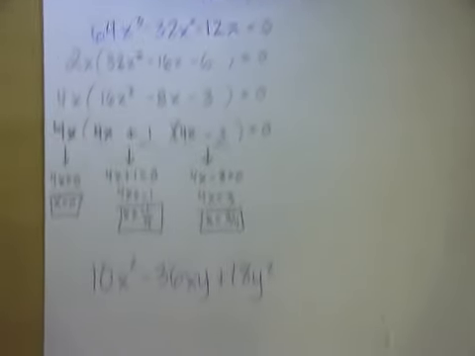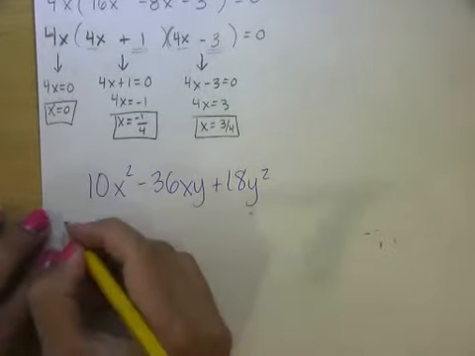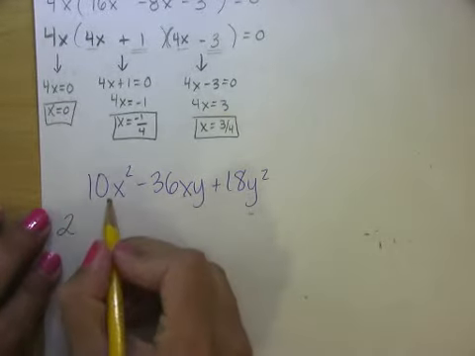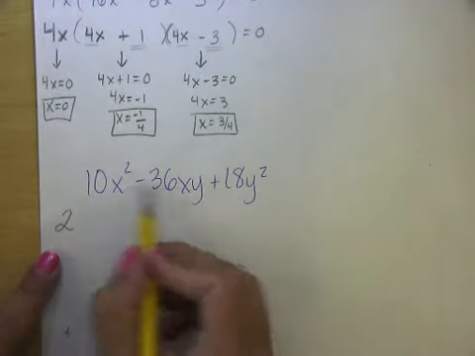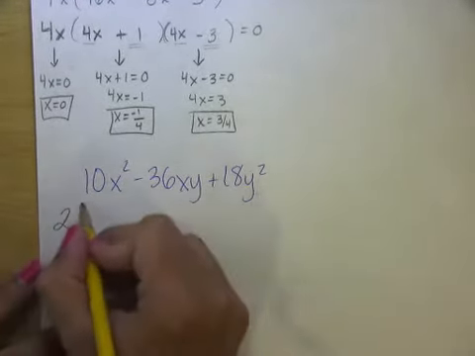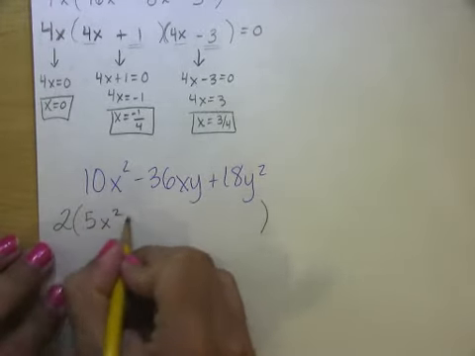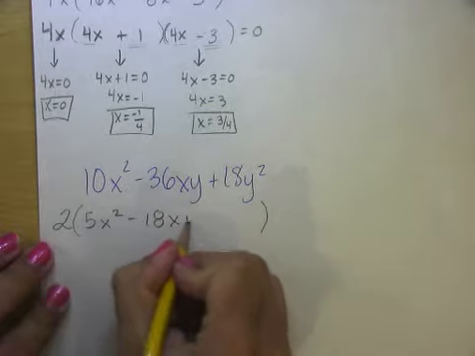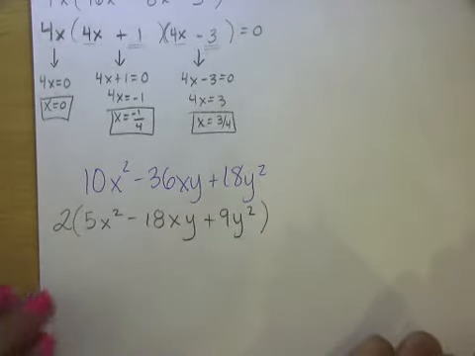All right, let's move on to the next problem. So first thing I'm going to do is look for a common factor. I see that all of these can be divided by 2. I see, dang, none of them have variables that they all have in common. These two have x's and these two have y's, but not all have x's, don't all have y's, so I can't take any variables out. So if I divide everything by 2, I would get 5x squared minus 18xy plus 9y squared. This might be as far as I can go.